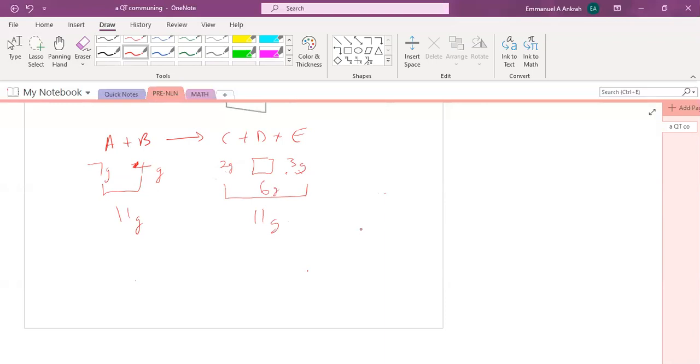Okay, let's see. The keywords here are rigid sealed container. Rigid sealed means that the volume is not changing. So the volume's fixed. Now you are heating it, so you increase the temperature. So temperature is increasing, volume is constant. So it means that the pressure will have to increase, right? Temperature increases the pressure. So those are the answers that you have to look for. So pressure will increase and the volume will remain constant. So that is D, correct.